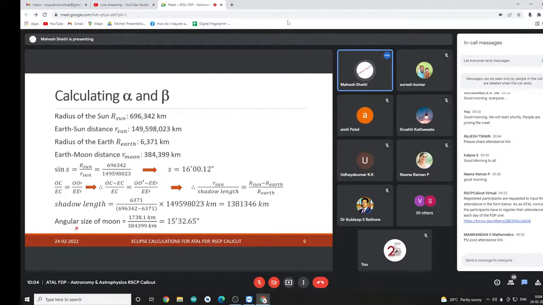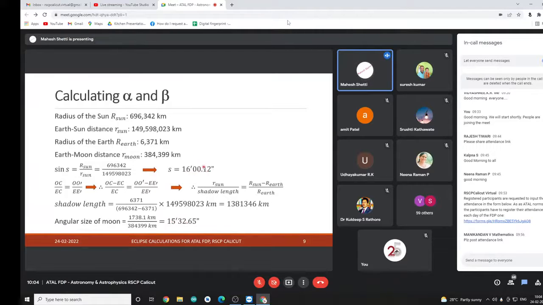And now, what is the angular size of the moon? The angular size of the moon is the radius of the moon upon the distance of the moon from the earth. And this is again, I have taken the average distance. So the average angular size is 15 minutes 32.65 seconds. What you observe clearly here is that the average angular size of the sun is going to be larger than the angular size of the moon, and therefore there are going to be more annular eclipses than solar eclipses, because in general the angular size of the moon is slightly smaller than the angular size of the sun.